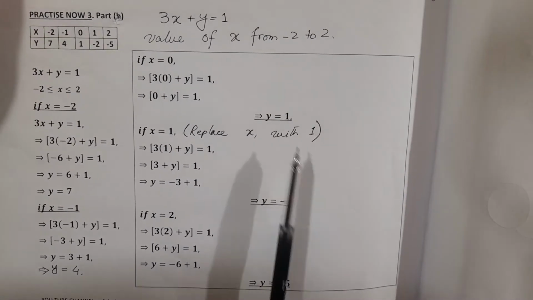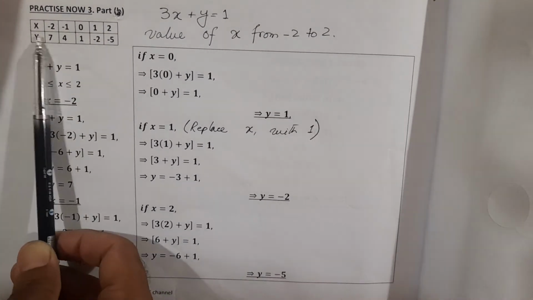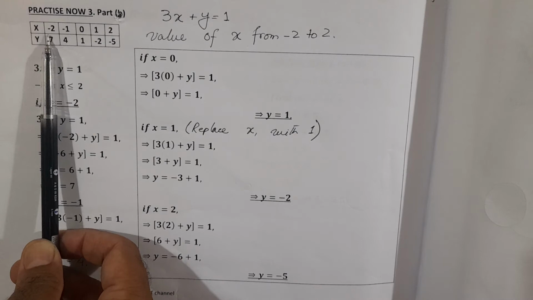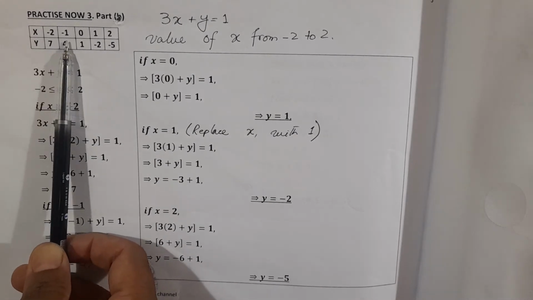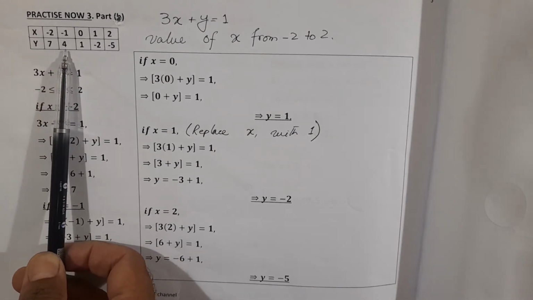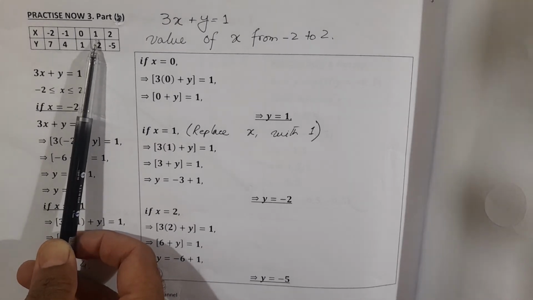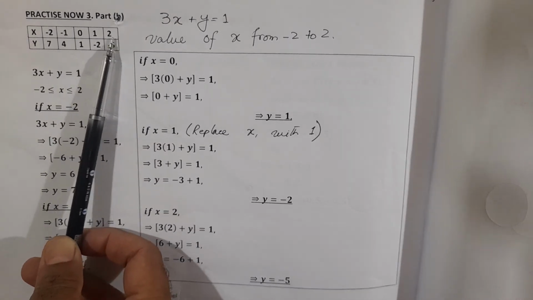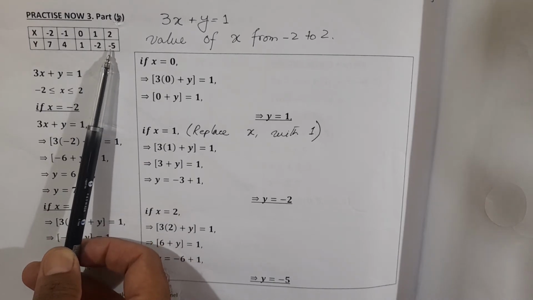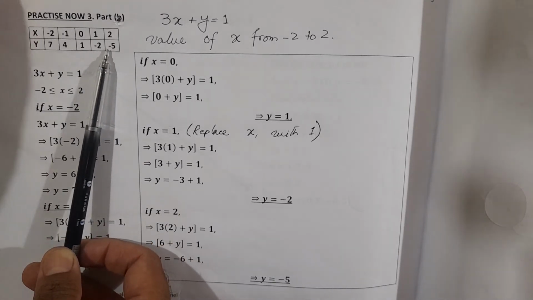So we'll be writing all these values in the table. When x was minus 2, y was 7. X was minus 1, y became 4. X was 0, y became 1. X became 1, y is minus 2. X was 2, y was minus 5. Now we'll be drawing.